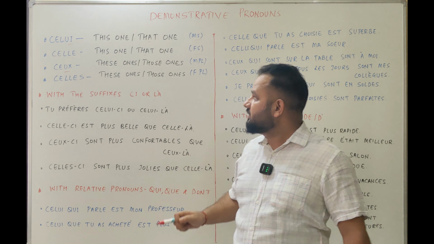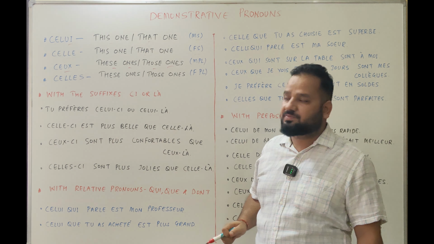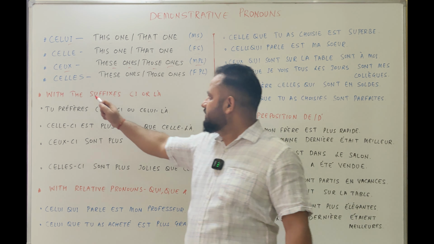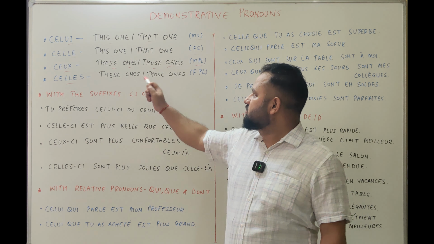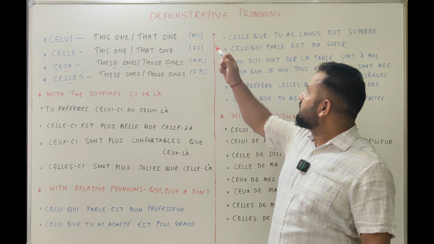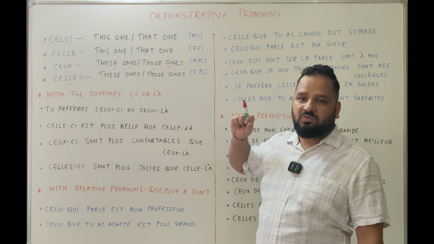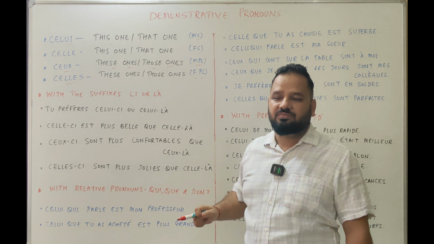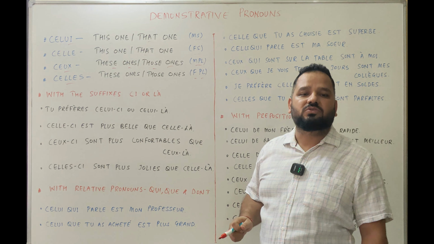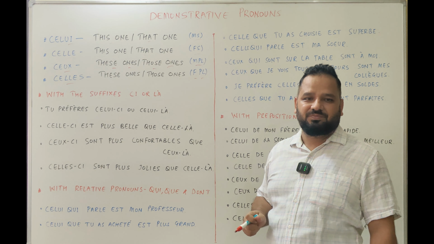Then ceux, these ones or those ones, which is masculine plural. Then celles, these ones, those ones, feminine plural. So demonstrative pronouns are celui, masculine singular, celle, feminine singular, ceux, masculine plural, celles, feminine plural.